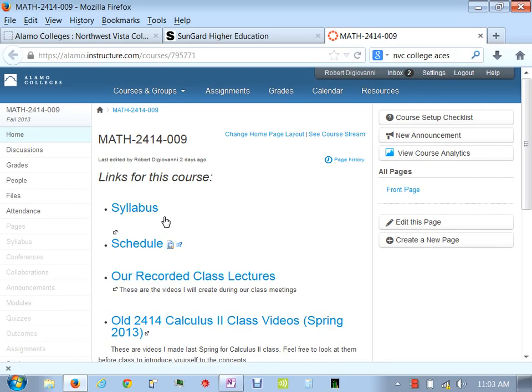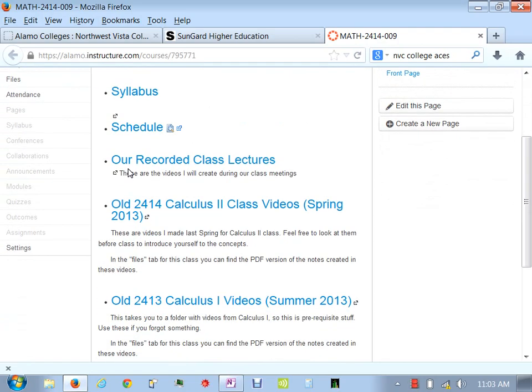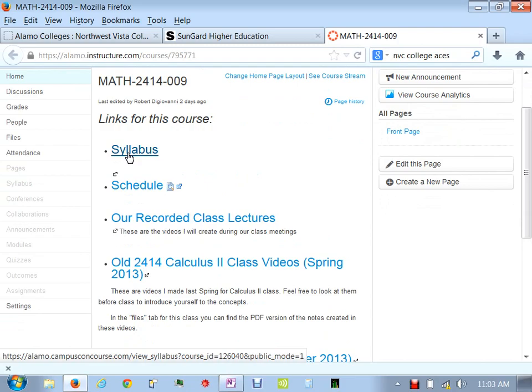What you see here is, first of all, the syllabus. Right in the middle of the page is the syllabus. We're going to go through that real quick. The schedule, that's something that you can print out so you can hold it in your hand, and you could also write your homework assignments on there.